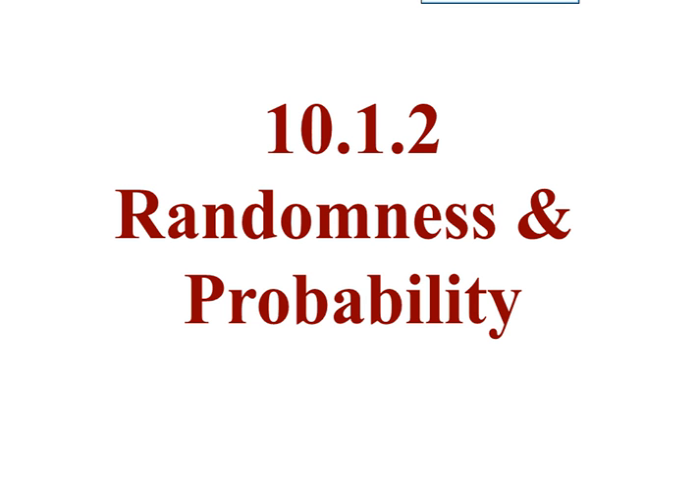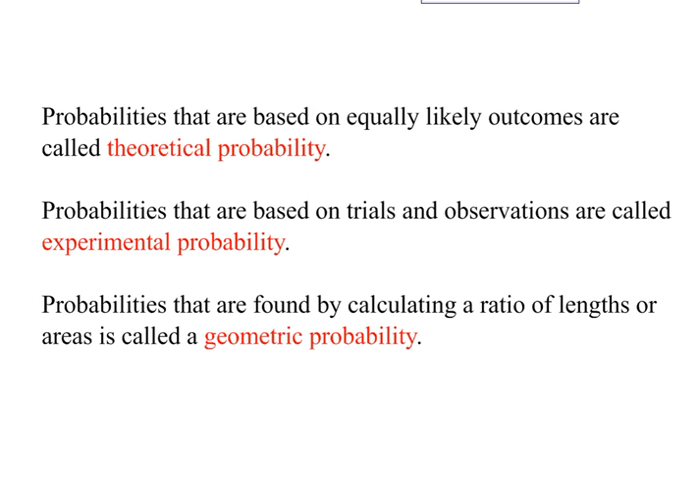All right, this is section 10.1.2. We're titling it Randomness and Probability. We've split 10.1 into two parts, so this is the second part, right? So here we go. We're talking about three different types of probability today.